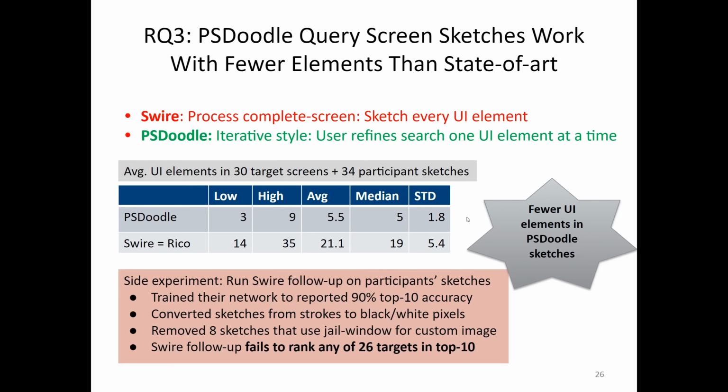We also did a side experiment where we converted the participant sketches into a raw pixel format, removing 8 sketches that use a single window for a custom image. We provided them to the SWARE follow-up work, but it failed to rank any of the 26 targets in the top 10.